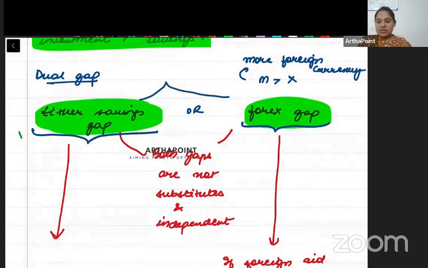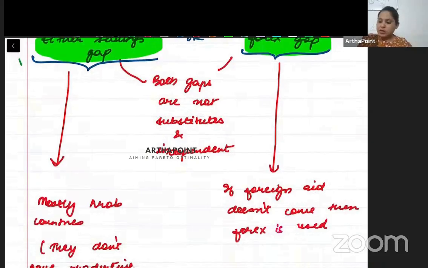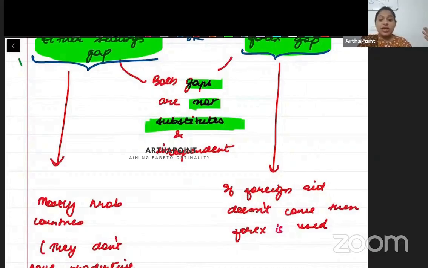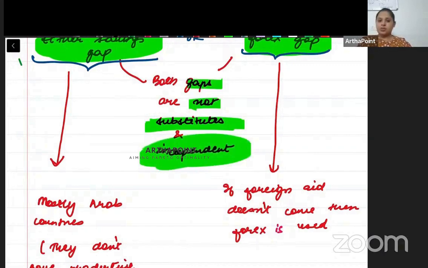I hope this is making sense. The question is asking about dual gap. First, we need to understand what is dual gap. So dual gap is two things. One, investment and savings gap. And two, how much currency I need and how much currency I have. Very important statement. Both these gaps are not substitute of each other. वो एक दूसरे के substitute नहीं है. They are independent of each other.